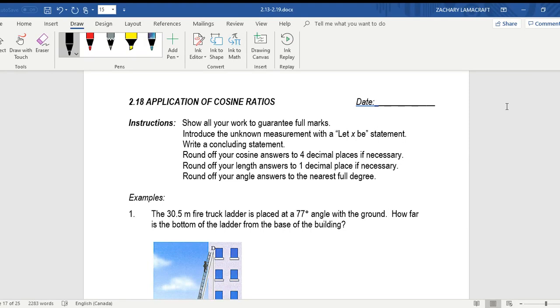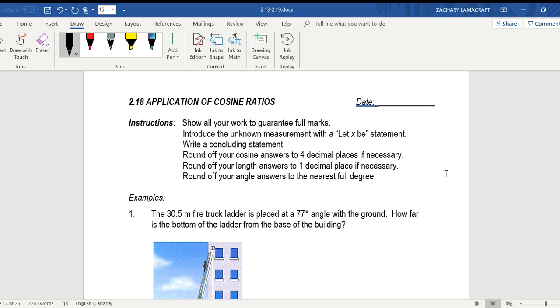Okay, so we're working on 2.18, and this is kind of our last instructional lesson. The next lesson is a little bit more student-centered, where you guys are going to make some decisions based on what we've done. No problem.